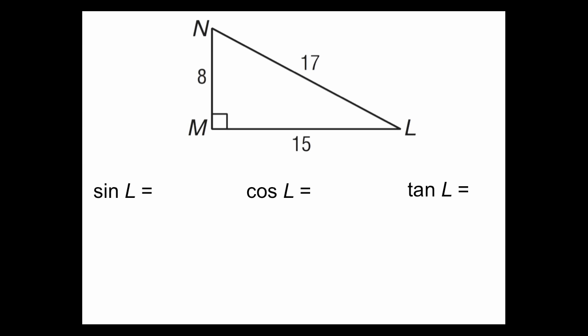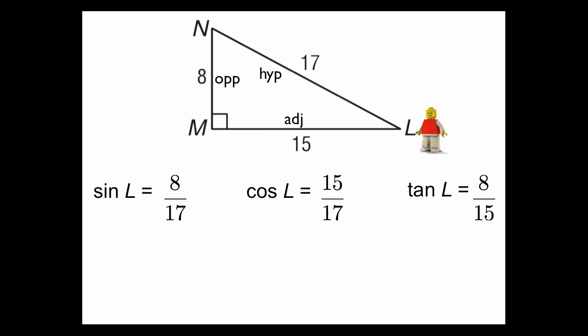So let's try an example. Here we're asked for the sine of L, the cosine of L, and the tangent of L, and that means L is our angle of reference. So that means 8 refers to the opposite, 15 is adjacent, and hypotenuse is 17. So the sine of angle L, opposite over hypotenuse, is 8/17. Cosine is adjacent over hypotenuse, and tangent is opposite over adjacent.